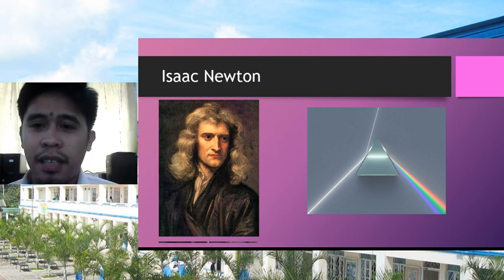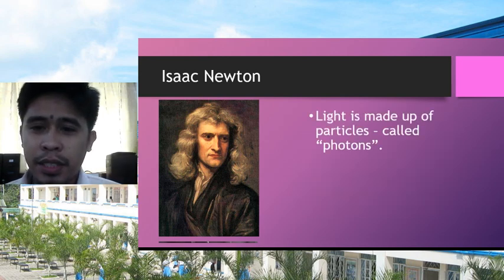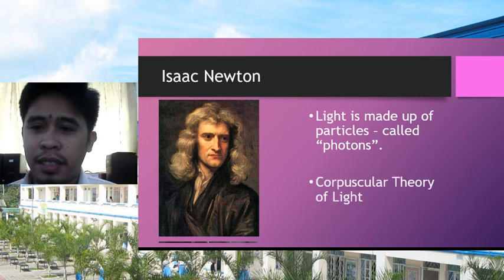of indigo, and violet. This led him to a conclusion that light is made up of particles and not waves. This was a major proposition to the corpuscular theory of light, the theory that explains that all things are made up of tiny particles.